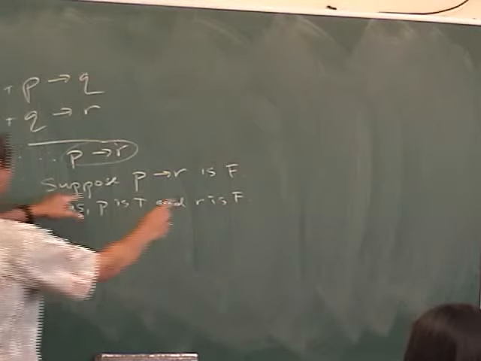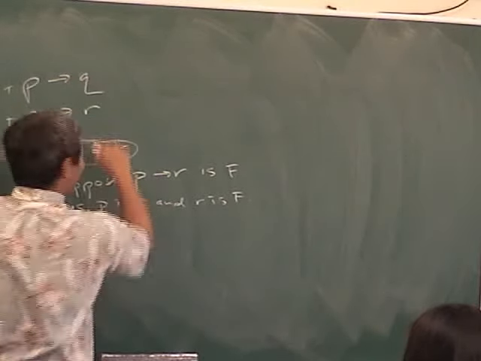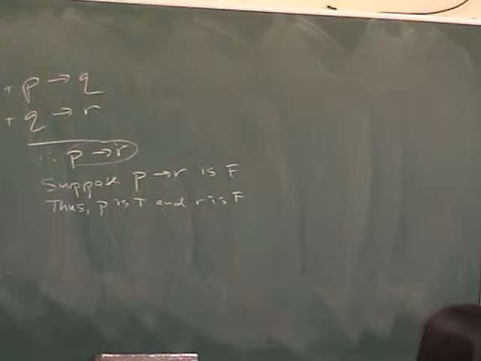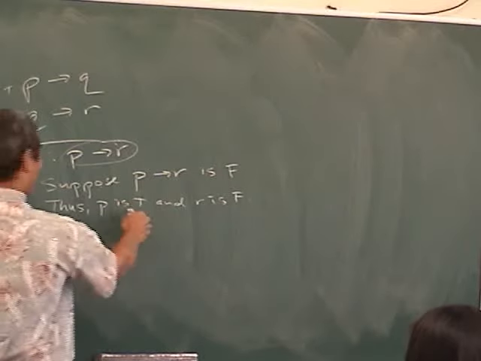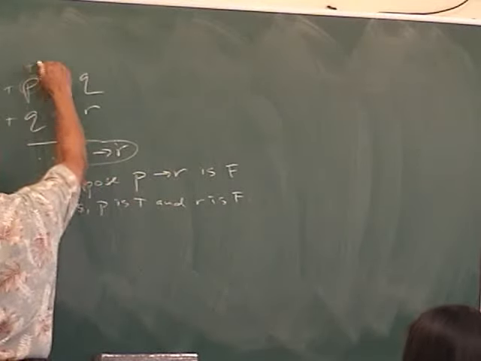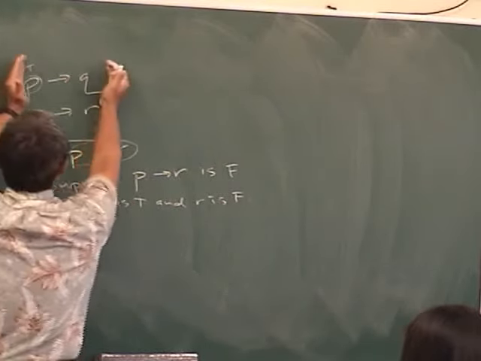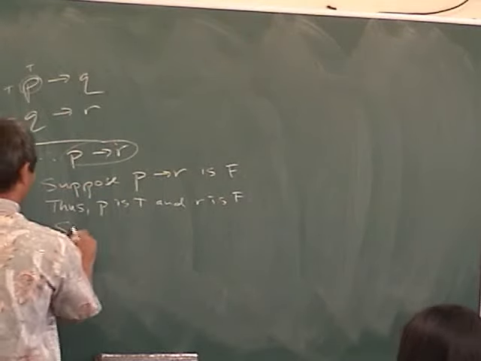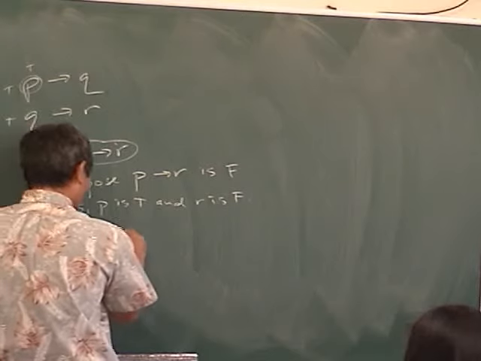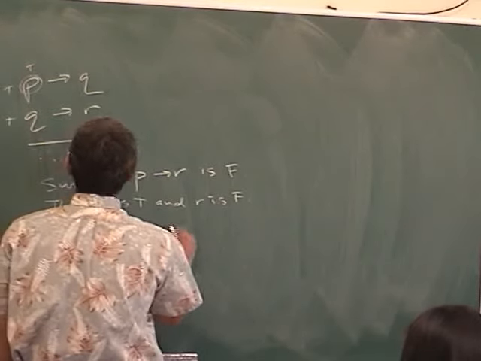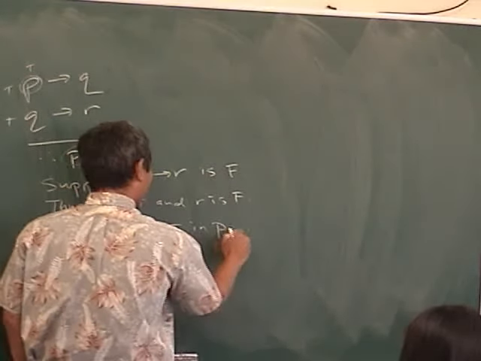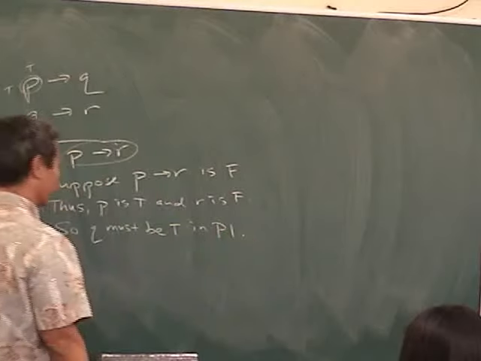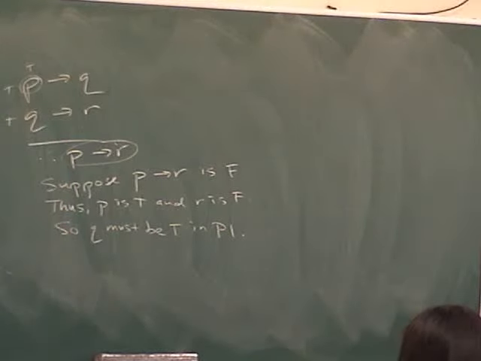Now, take these things back into the premises until you get a contradiction. Which one do you want to use? Premise 1. We know P is true, so if P is true and this conditional statement is true, what can you say about Q? True. So Q must be true in premise number 1. I'll just put P1 to help you guys.